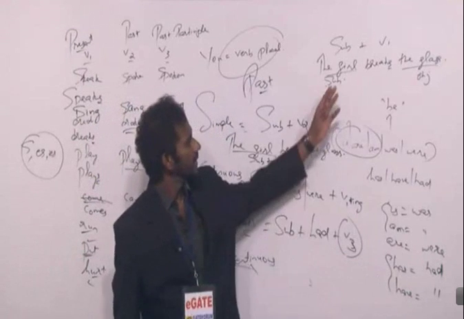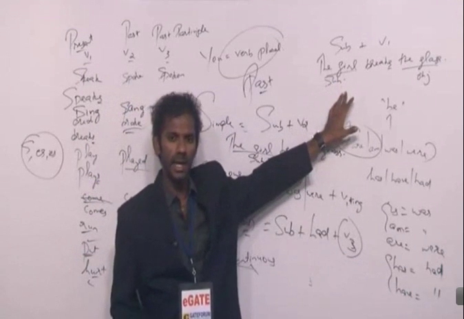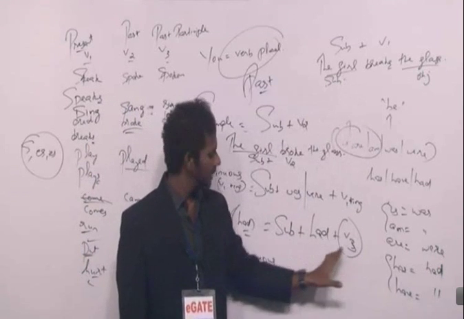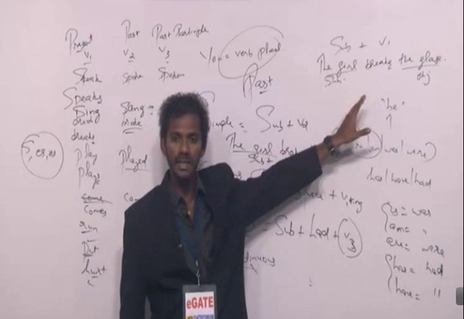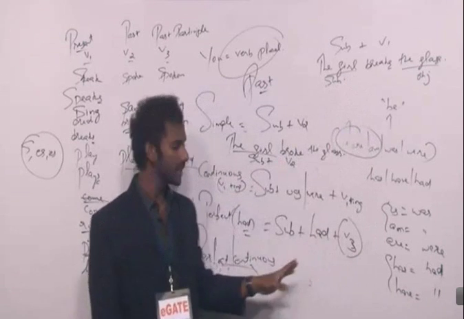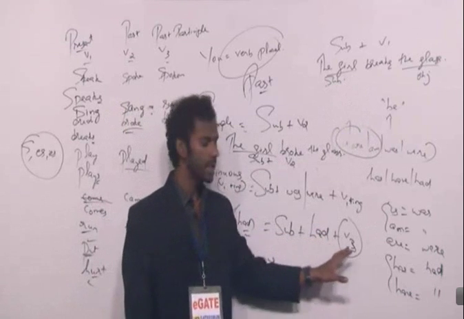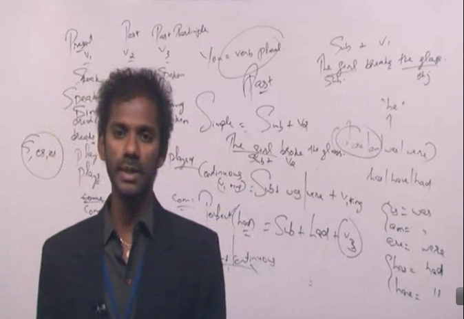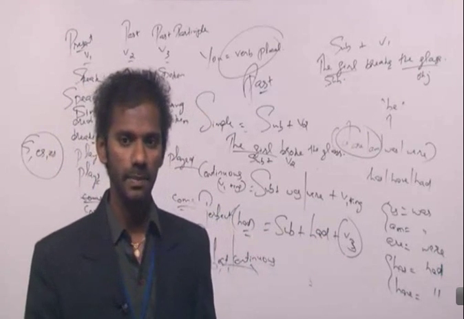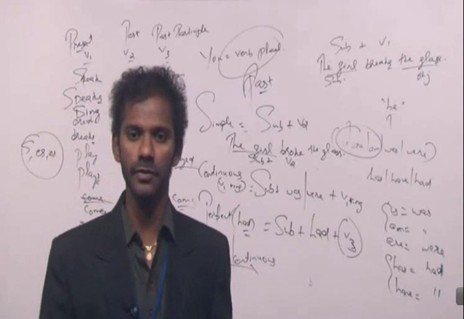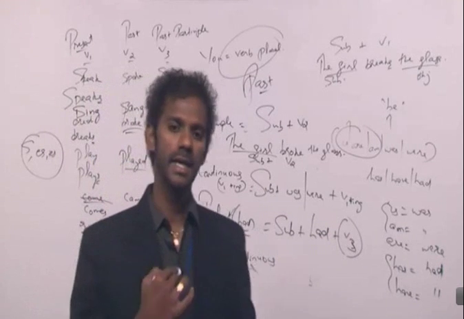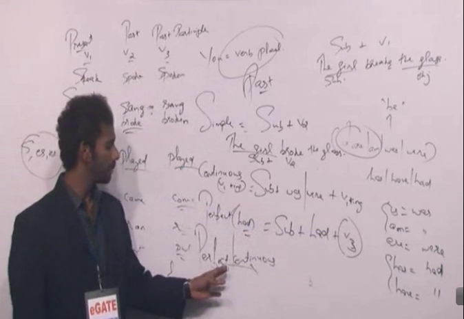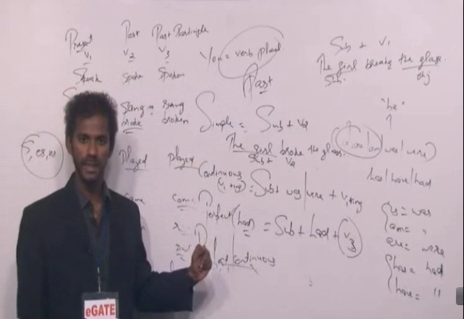Clear? The girl breaks the glass. How will this sentence be in past perfect? The girl is the subject. Had. V3. Verb there is break. V3 of break is broken. So it becomes the girl had broken the glass. Clear? The girl had broken the glass. So subject plus had plus V3 is rule of past perfect. Got it? Fine. Now the last category in past tense. Past perfect continuous. Right?